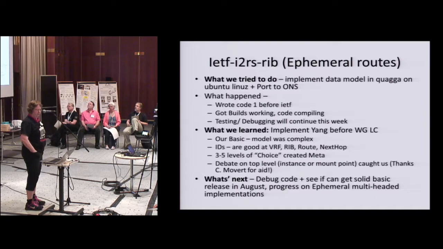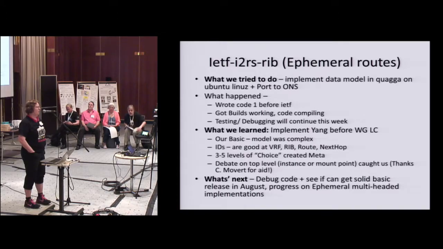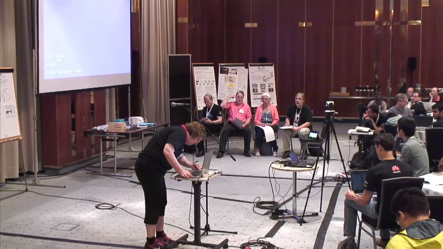So what did we learn about the IETF RIB model? Well, we said we had a very basic next hop model, and my answer after coding it is maybe we better think about basic and basic extended. It was quite a lot for the very basic model. IDs are good. A transaction interface where you say, I want RIB number 2, route 1, next hop 5, is a very effective way to do it. One thing we had fun on: instance or mount point for the net.